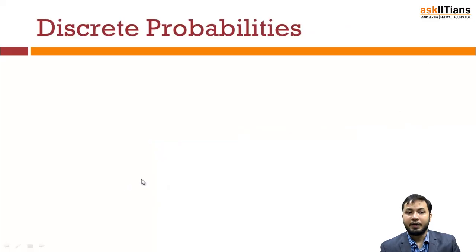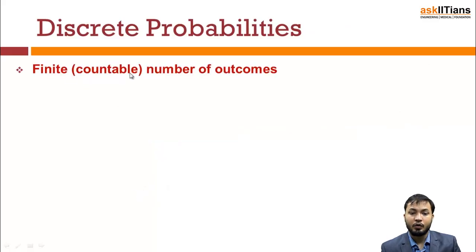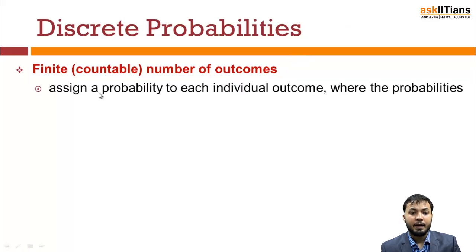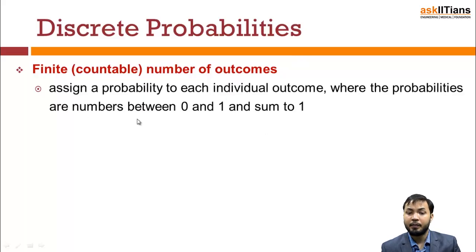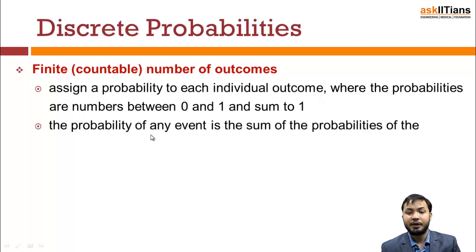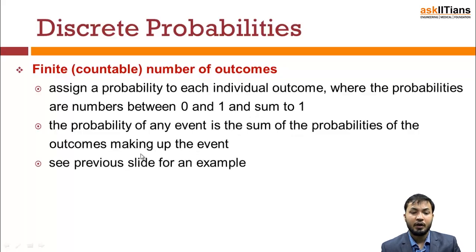Now discrete probability: a finite, countable number of outcomes. Basically we assign a probability to each individual outcome, where the probabilities are numbers between 0 and 1 and sum to 1. The probability of any event is the sum of the probabilities of the outcomes making up the event. If we see the previous slide for that example, we understand what we mean.